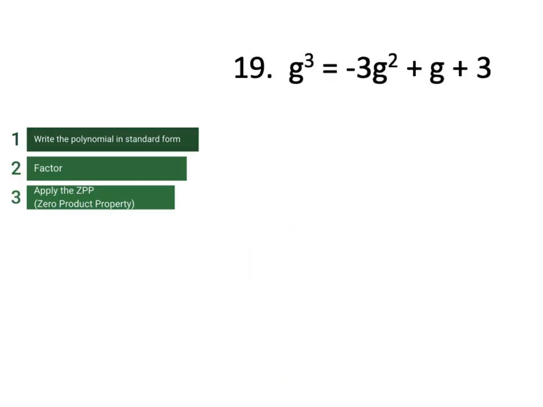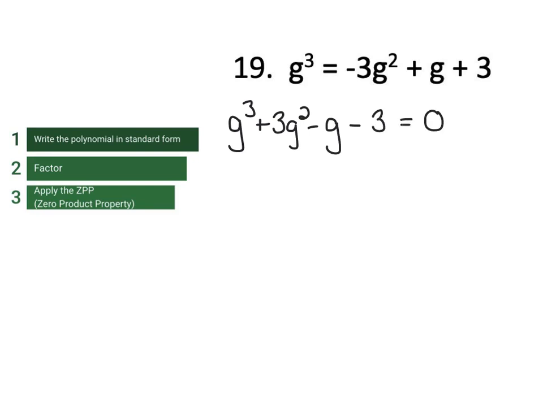In number 19, I'm going to bring everything to one side, and even though it might seem like less work to bring the g to the third over to the right, I'm actually going to bring each of these over to the left because I always like my leading coefficient to be positive. It's easier to factor. So this will be g to the third plus 3g squared, because when I add it, it will switch signs, minus g minus 3 equals 0.